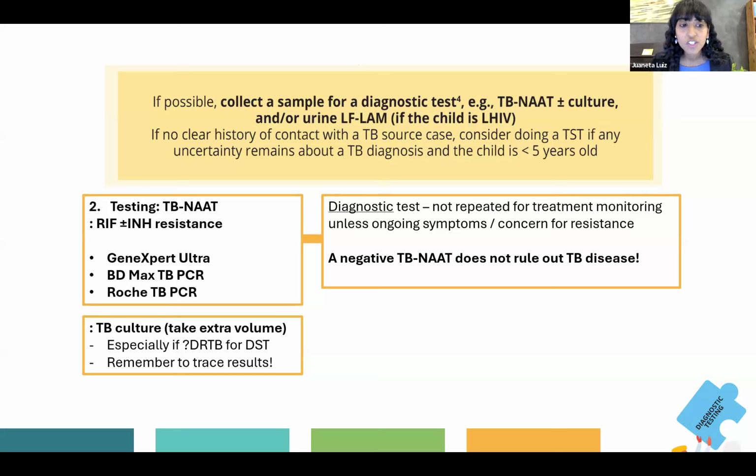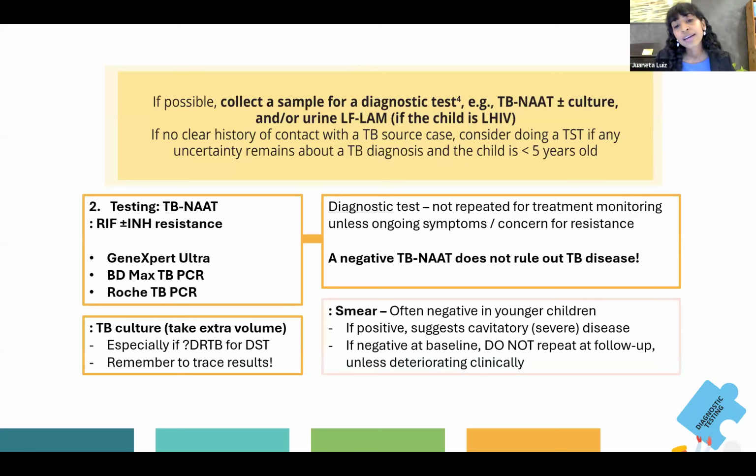Should we do TB cultures? If possible, to get extra volume, you'd start with the NAT. If possible, to get extra volume, try and take a culture, especially if there's been a DRTB exposure. But remember to trace the results because they take a while to come out and we can sometimes forget to follow that up. And then should we be doing smears? In young children, probably not, because it's often negative. In older children, it may yield positive results and may suggest cavitatory severe disease.